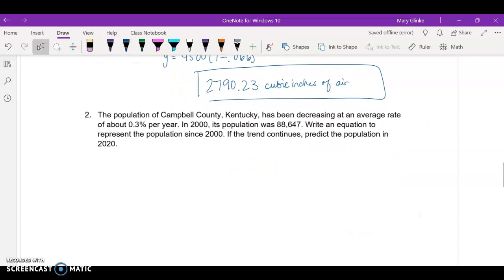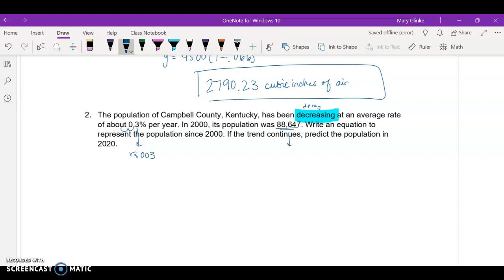Let's take a look at another one with population. So we have this population that has been decreasing. So again, that's what tells us it's decay, because you see that word decreasing. The average rate is 0.3%. So this means our R value, once we move our decimal over 2 spots, it's going to be 0.003.